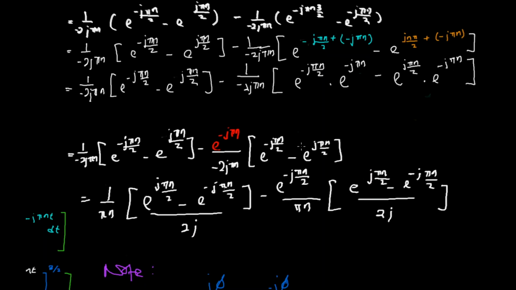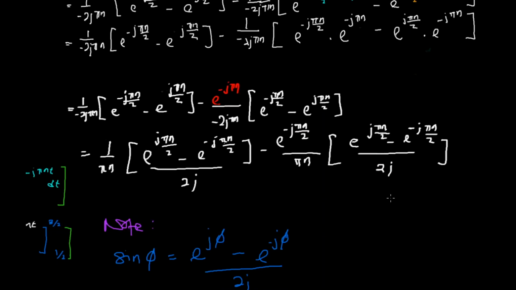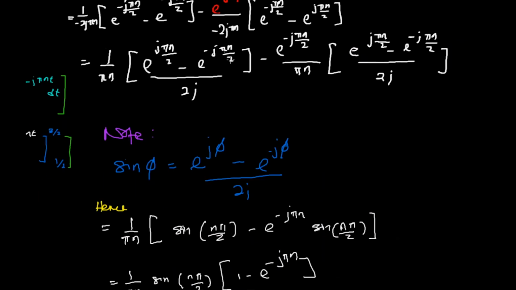Next, we're going to bring this 2j in, which is 1 over 2j basically. So we're going to get this one. Similar over here. If you notice, I'm going to convert this into a sine form. This can be rewritten as sine pi n over 2. Here also the same, sine pi n over 2.